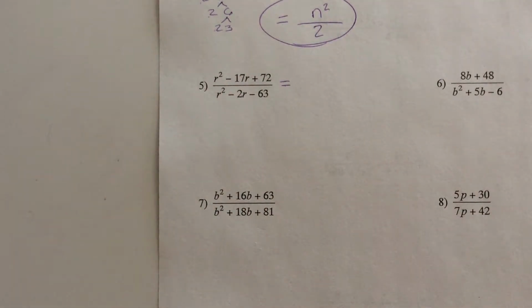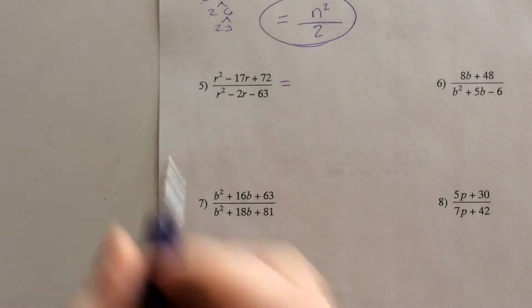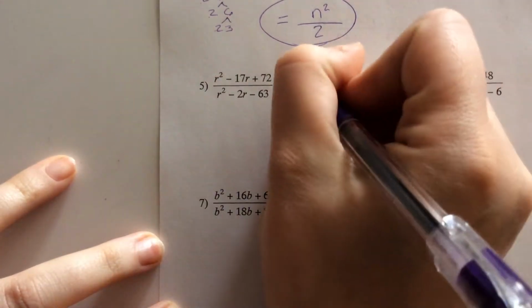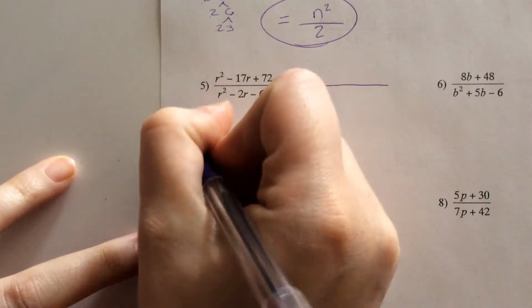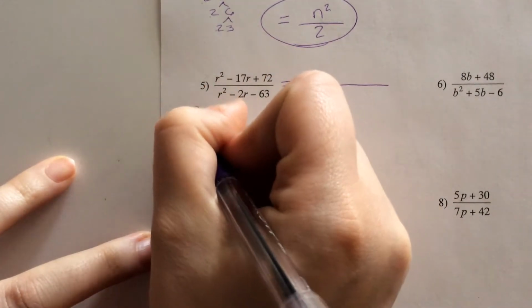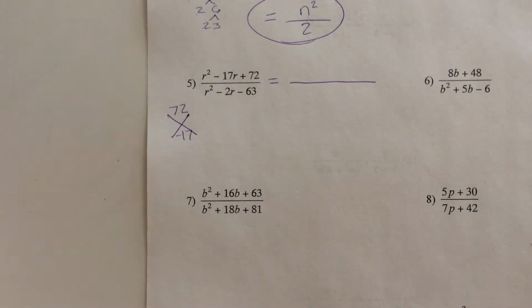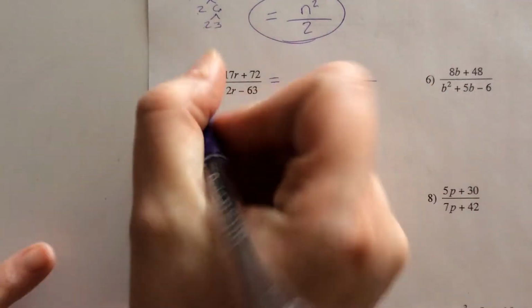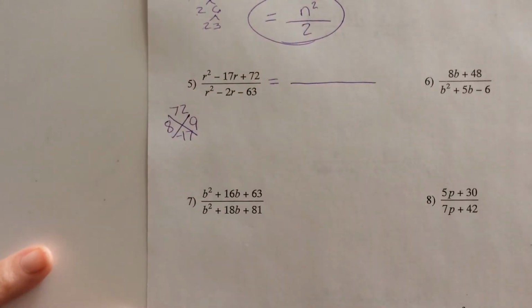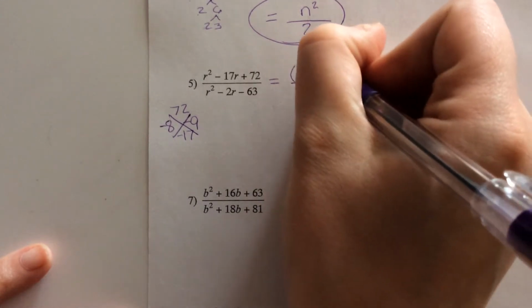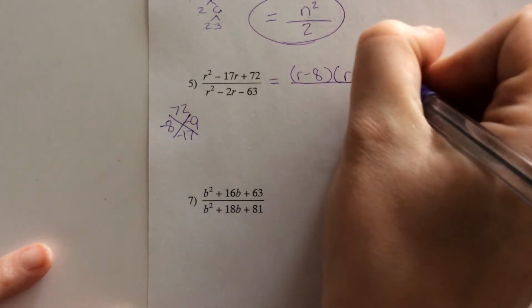All right, number 5, we have quadratics, so we're going to need to factor. You can use a diamond if you want, but like I've told you guys a million times, it's not completely necessary. All right, so in the numerator, we have a 72 and negative 17. So I need multiples of 72 that add up to 17. Interesting. 8 and 9. Both negative. So we're going to have an r minus 8 and an r minus 9.